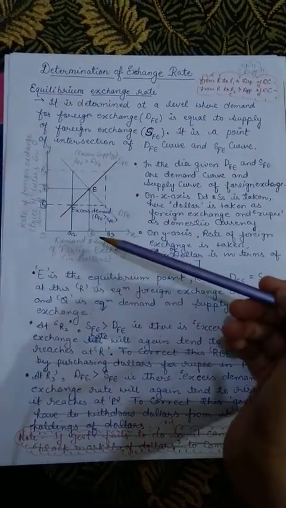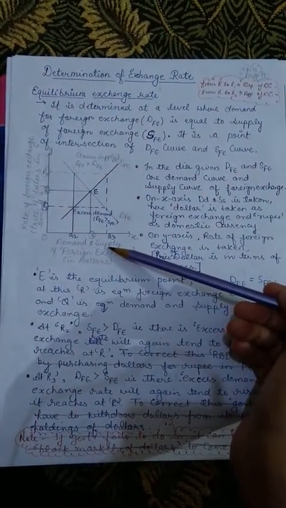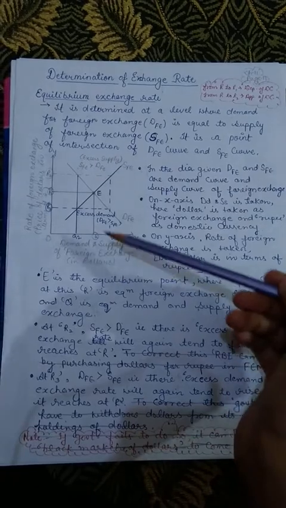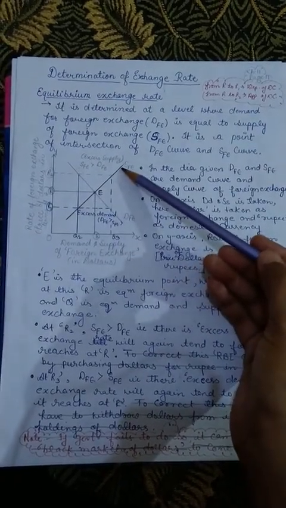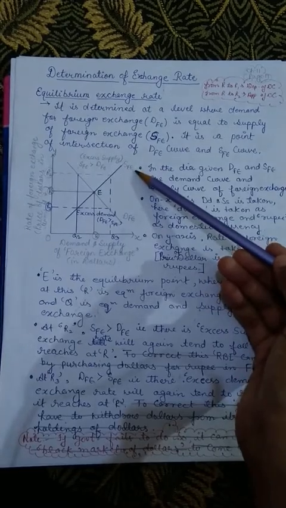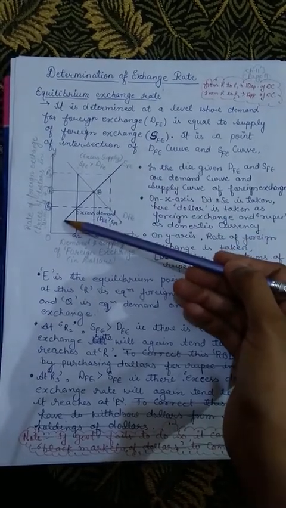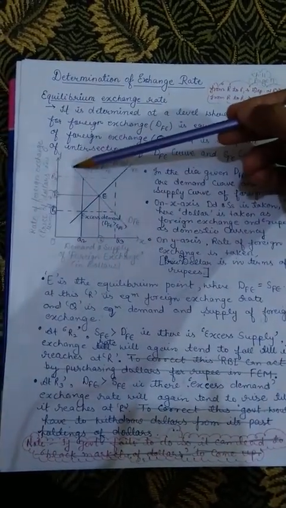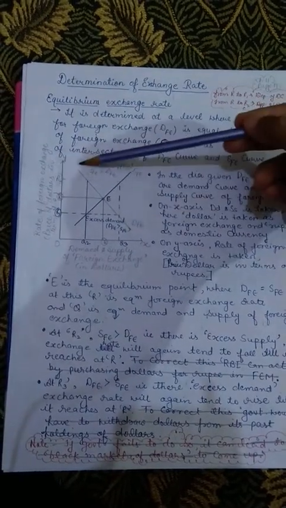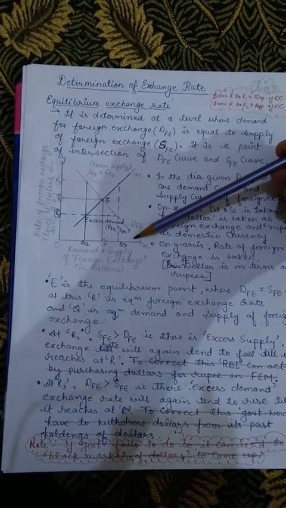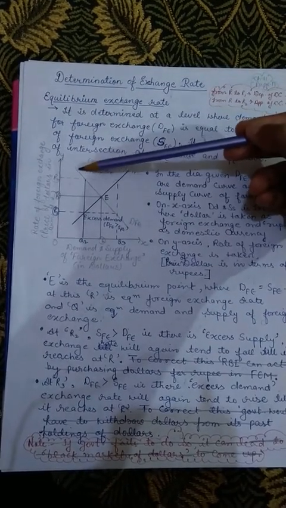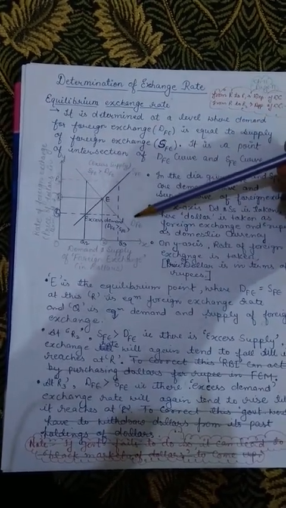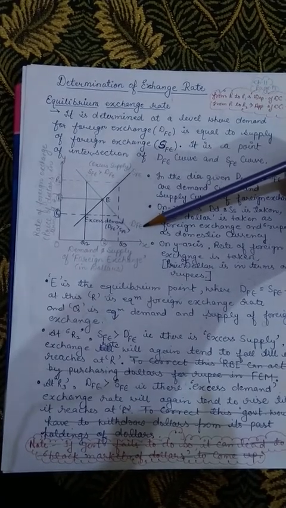So children, first of all we will look at this diagram. Here in this diagram, this line with the pen is your supply curve for foreign exchange, which is positively sloped. And here, this line with the pencil is your negatively sloped curve, which is your demand for foreign exchange curve.